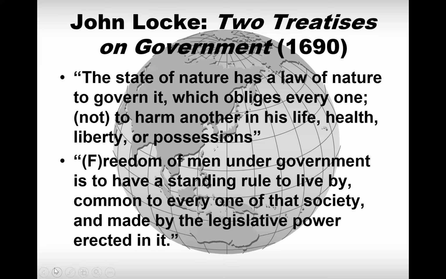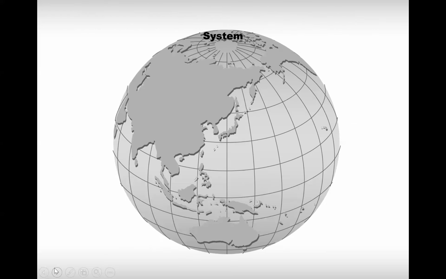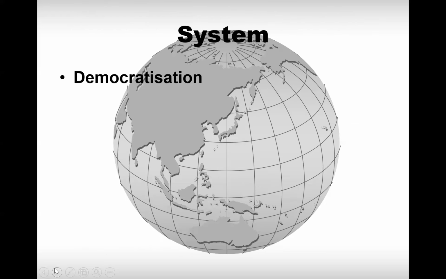So here we see that even though Boris Johnson is the Prime Minister, he came up with this legislation. This legislation applies to him as well as everybody else. So this idea of freedom of men under government means to have a standing rule to live by, which is common to everyone of that society, including the leaders, including the Prime Minister or President. Okay.